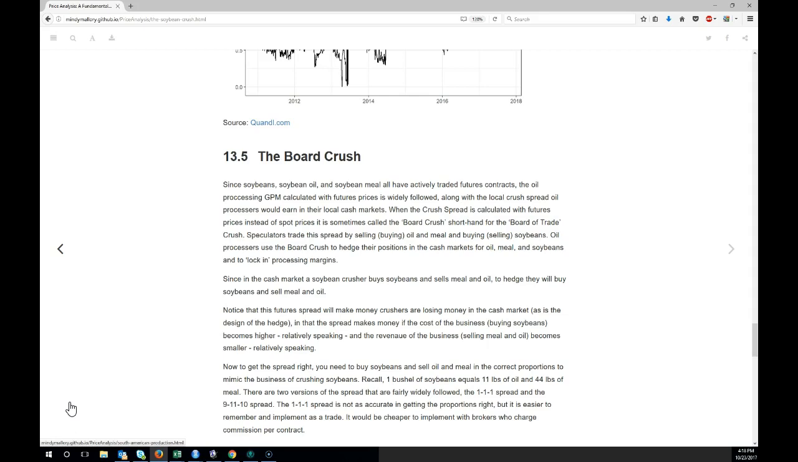But the 9-11-10 is more complicated to implement, and if you are speculating and not a hedger, then particularly if your broker is charging you commission on every single futures contract you trade, then the commission charge would be very high on that kind of spread. So smaller players tend to play this spread with a 1-1-1 spread.